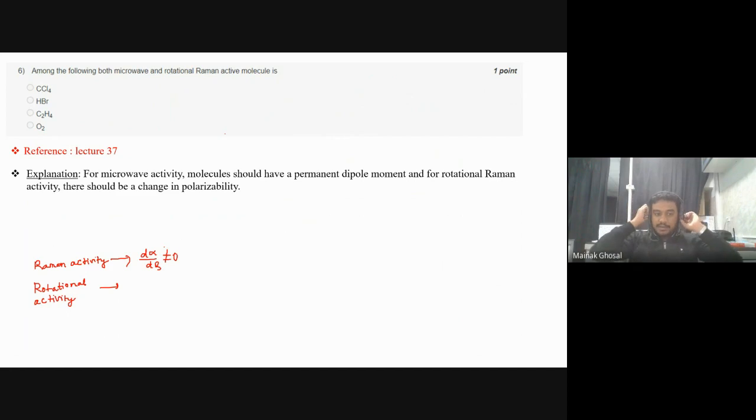But for rotational activity, your condition is nothing like that. Your condition should be, what is that? Yeah. So your condition for rotational activity will be permanent dipole moment. Your molecule should have a permanent dipole moment. So these two conditions must be satisfied for Raman activity as well as rotational activity alongside.